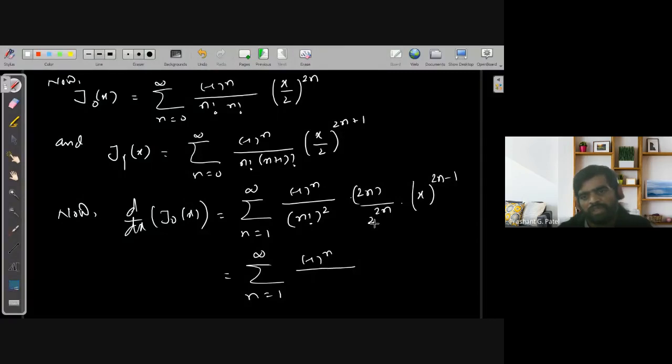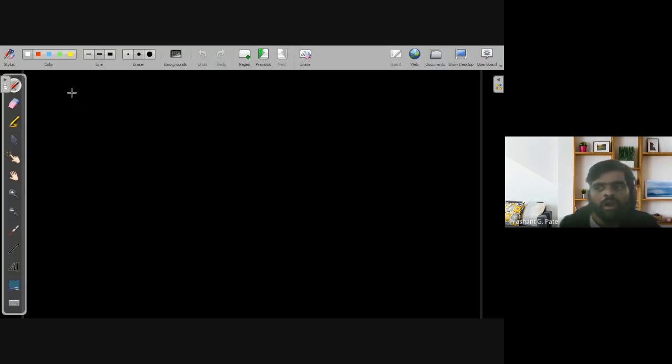This 1 by 2 is cancelled with this, and 1 by n is cancelled here. So I can write this as n factorial into n minus 1 factorial. And combining this x and the 2 together, we can write this as 2n minus 1. Now replace this n by n plus 1, because I need to start this index with 1. So that's why I'm replacing n by n plus 1.